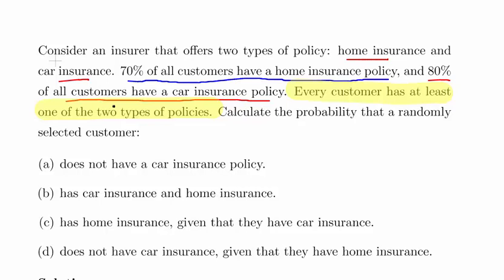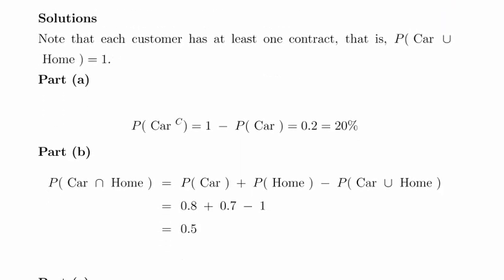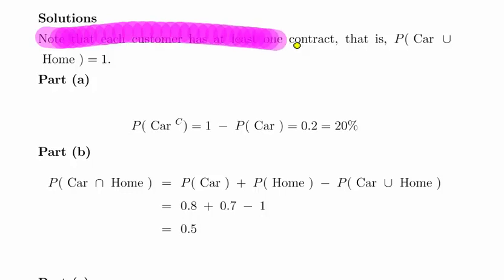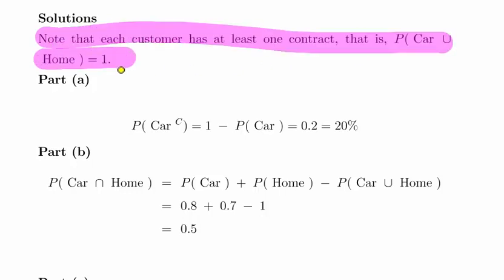Anyway, I digress. Calculate the probability that a randomly selected customer does not have a car insurance policy, has car insurance and home insurance, has home insurance, has home insurance given that they have car insurance, that's conditional probability, and does not have car insurance given that they have home insurance. This is going to exercise us quite a bit with regard to conditional probability. As a quick remark, the probability that they have one or the other is 1, that they have either a car or a home policy, otherwise they wouldn't be customers.